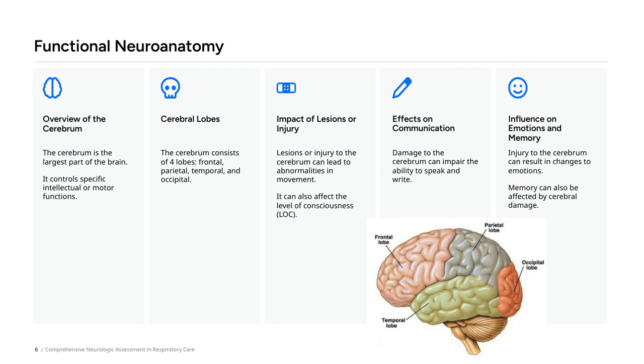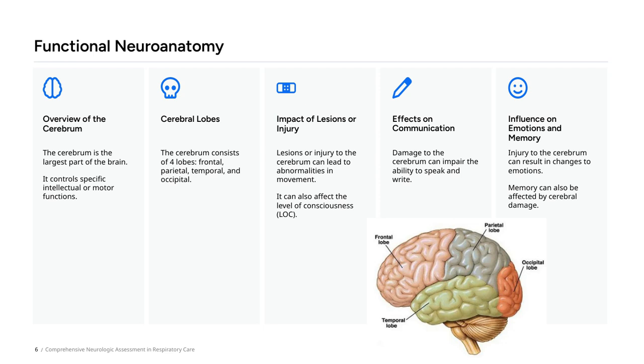Additionally, lesions or injuries to the cerebrum can cause abnormalities in movement, which might manifest as weakness, tremors, or coordination issues. It's also important to note that such injuries can influence the level of consciousness, or LOC, ranging from drowsiness to coma depending on severity.